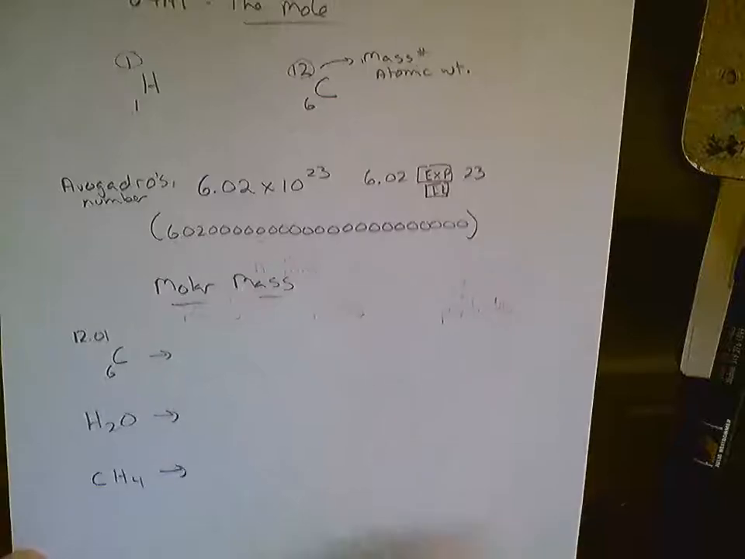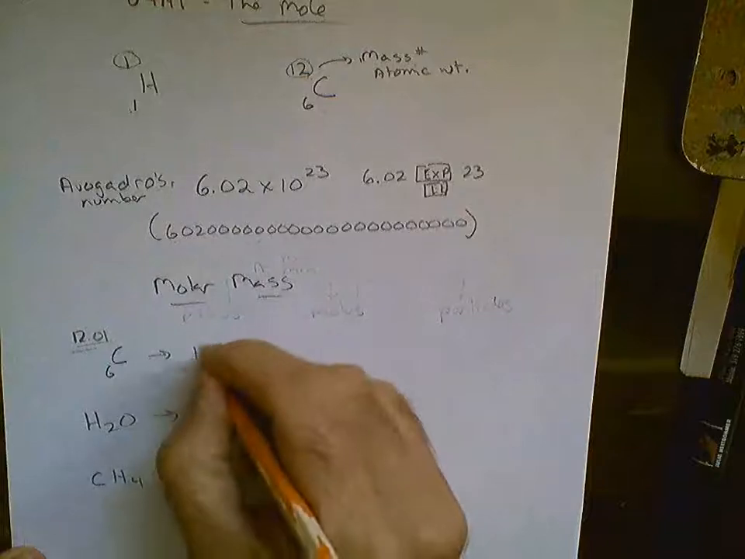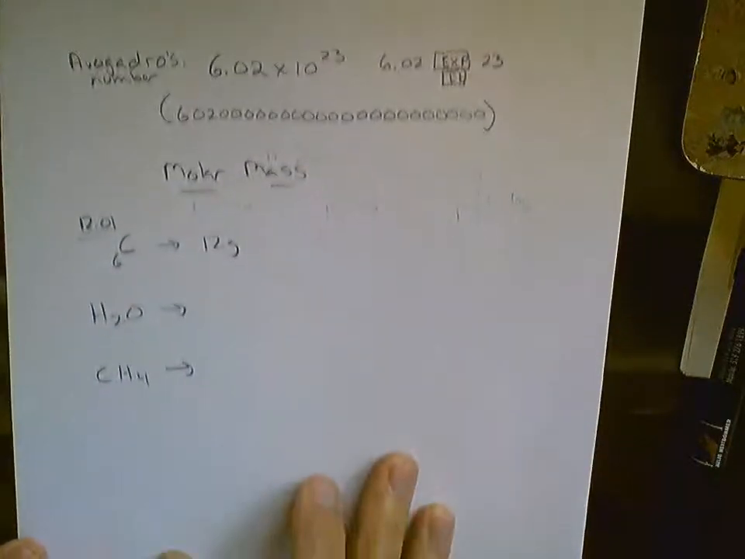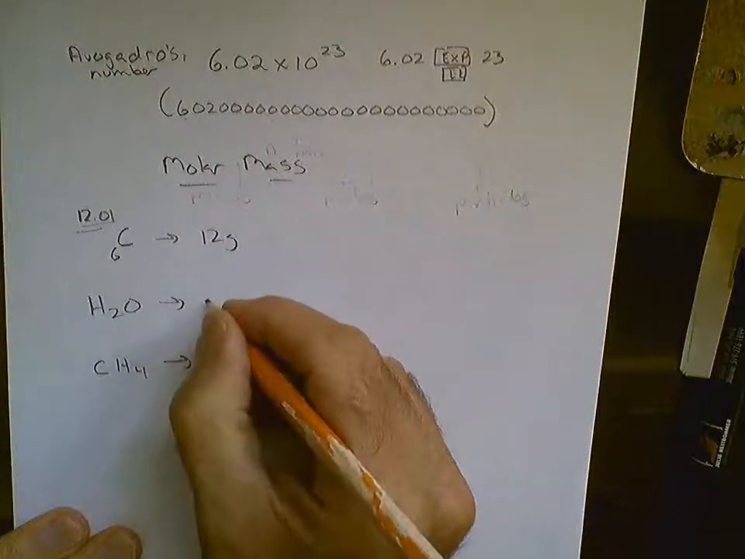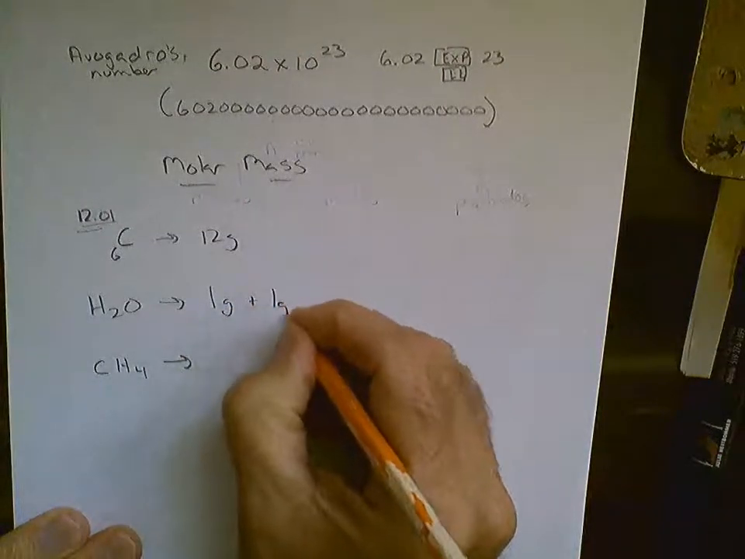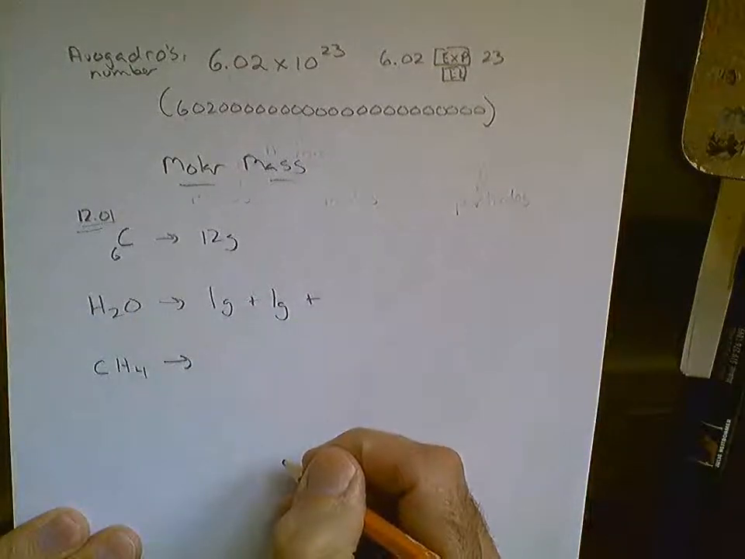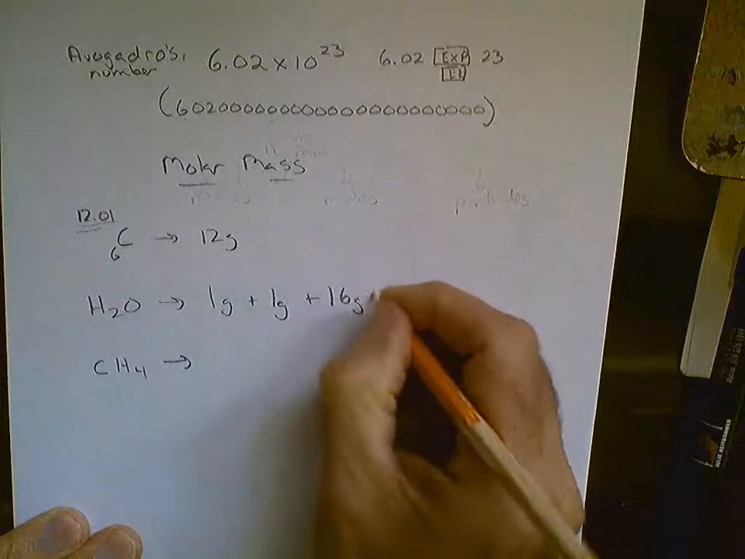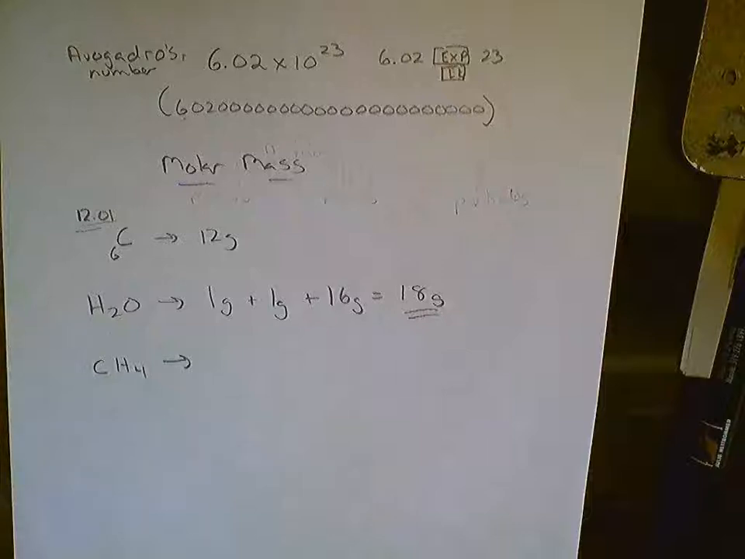So if we want to know how much 1 mole of carbon weighs, we look up its molar mass in the periodic table. We round it to 12 grams. If we want to know how much 1 mole of water weighs, we look up the mass of hydrogen. It rounds to 1 gram. There's 2 of them. Plus there is 1 oxygen, so we look up oxygen, and oxygen rounds out to 16 grams. If we add all of that up, the molar mass of 1 mole, or the mass of 1 mole of water, is 18 grams.